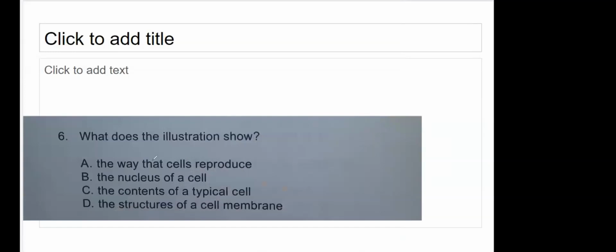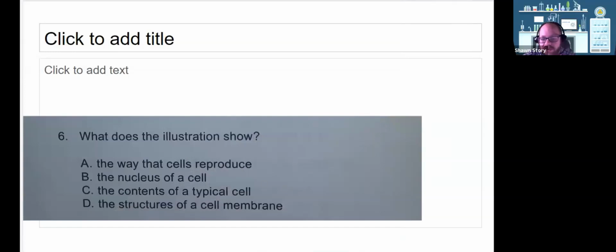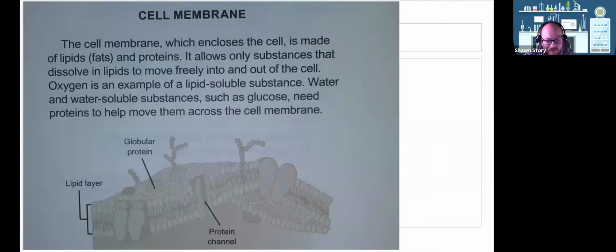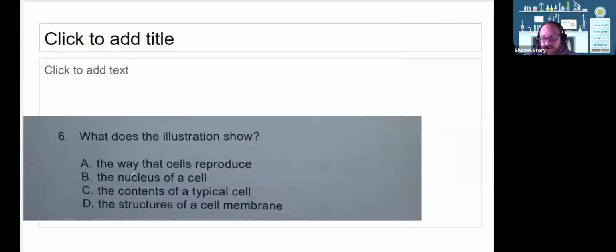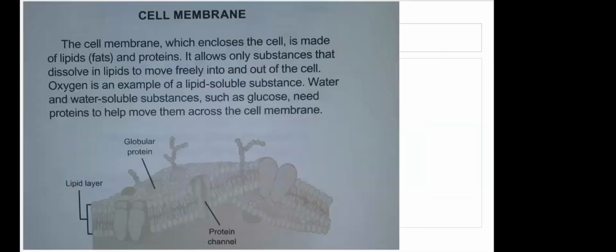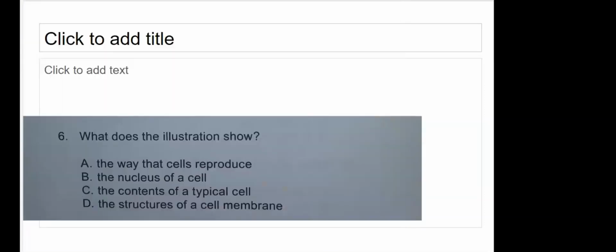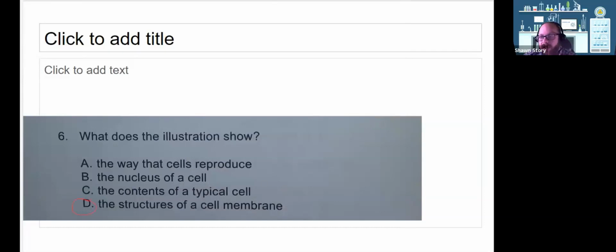All right, first question. What does the illustration show us? What does the picture show us here? Options are the way cells reproduce, the nucleus of a cell, the contents of a typical cell, or the structures of the cell membrane. D, very good. We see the structures of the cell membrane.